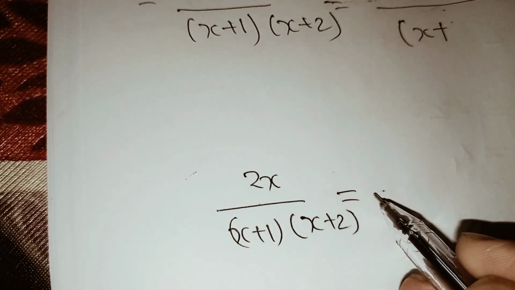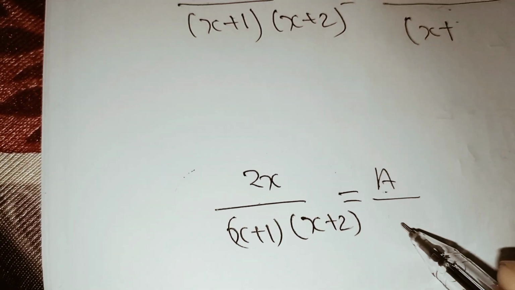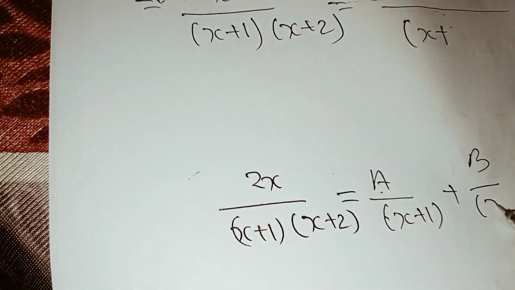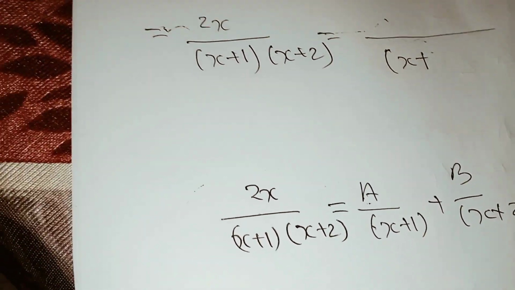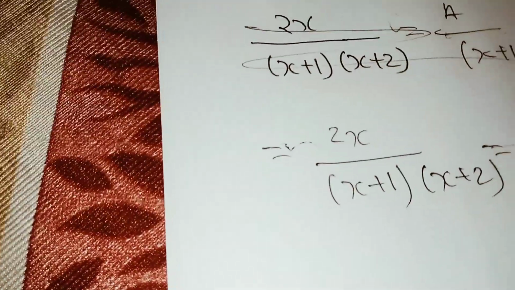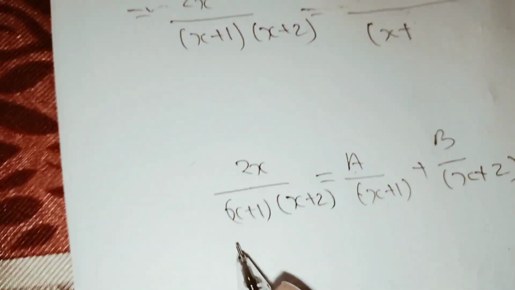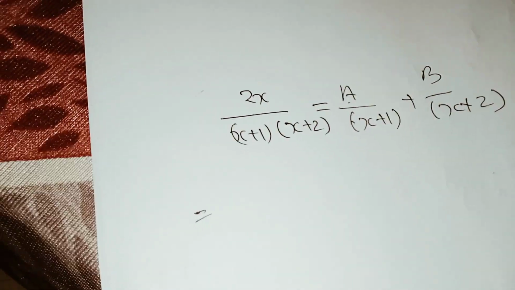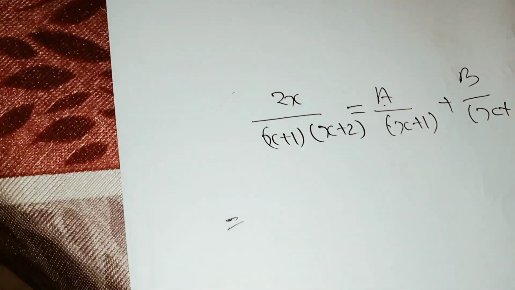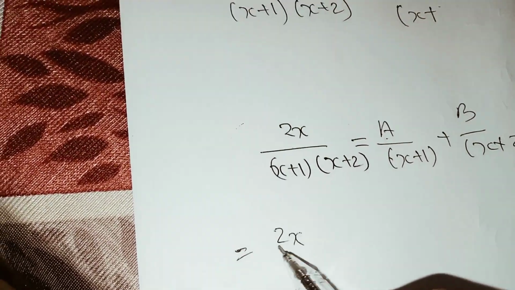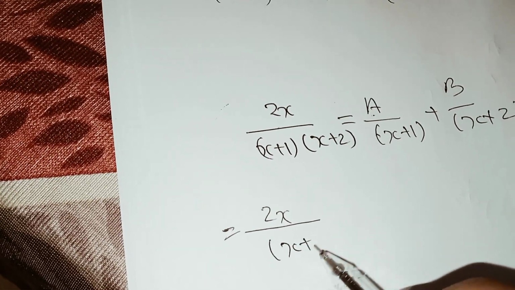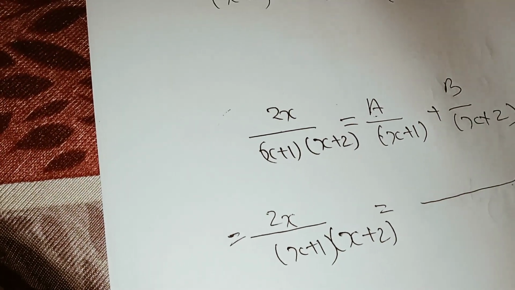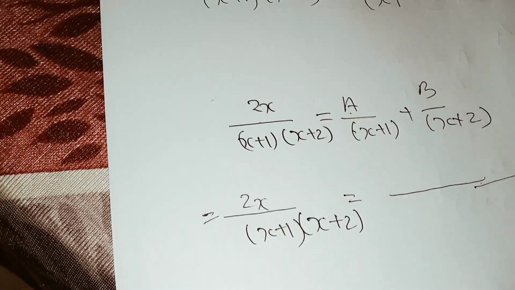So as a rule of partial fraction we can write A divided by (x plus 1) plus B divided by (x plus 2). And 2x divided by (x plus 1) into (x plus 2) we have to bring down without any changing. So x divided by (x plus 1) into (x plus 2). On the right side of the equal sign we just have to take the LCM.